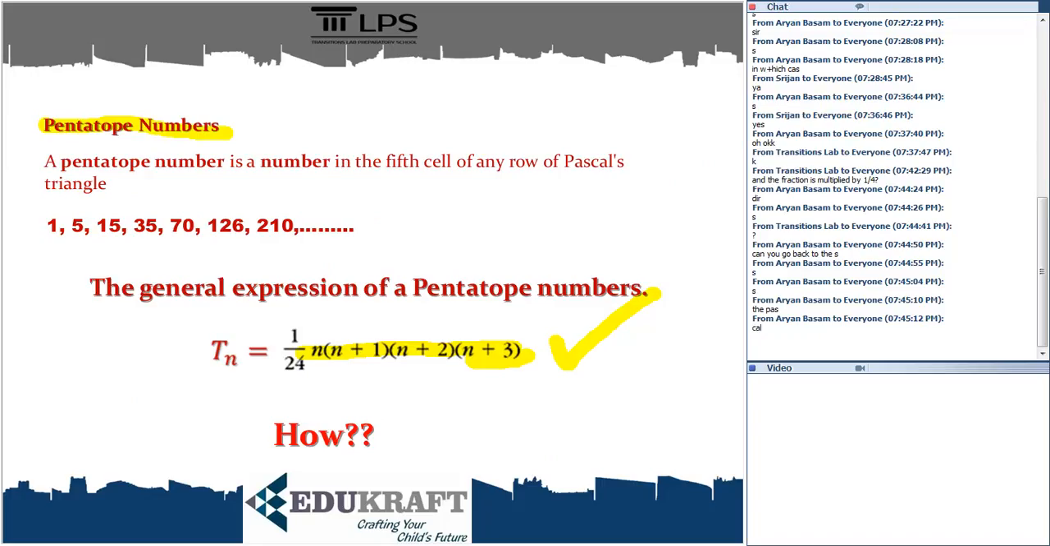But it is really optional. I mean, unless you are really interested and a keen and inquisitive math student, I don't think you are going to get into this derivation of general expression. But if you do that, it is going to be a great exercise.